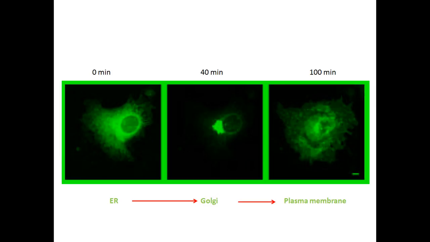And if we wait 100 minutes, then what would happen? This whole plasma membrane of the cell would be actually illuminated. So that also suggests that our cell secretory pathway is from ER to Golgi to plasma membrane. So that concludes the video on the tracing of cell secretory pathway.